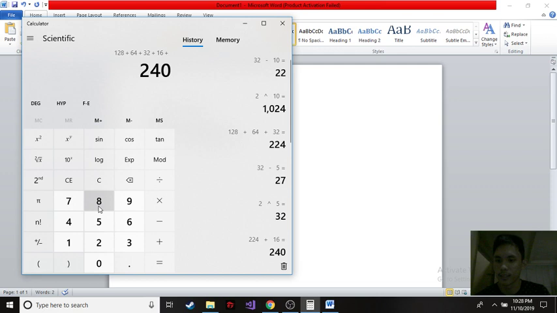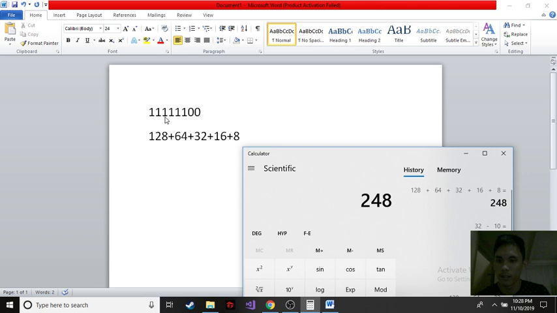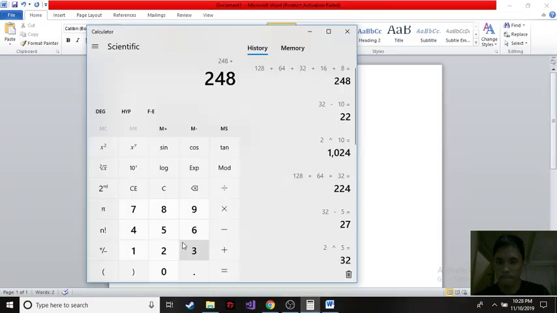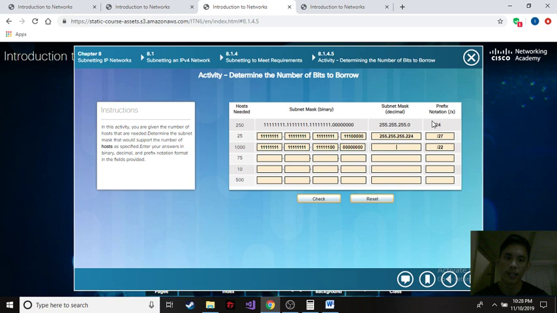1, 2, 3, 4, 5, 6. Let's try and add. It should be 1, 2, 3, 4, 5, 6. So 6 ones, and we need to add 4 more, plus 4, then 252. So here the answer will be, the subnet mask decimal should be 255.255.252.0.